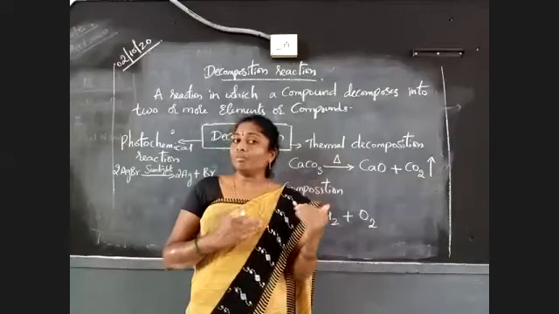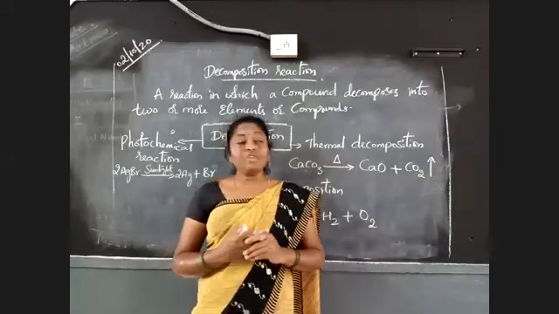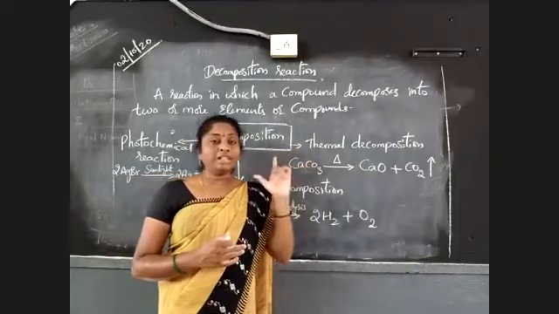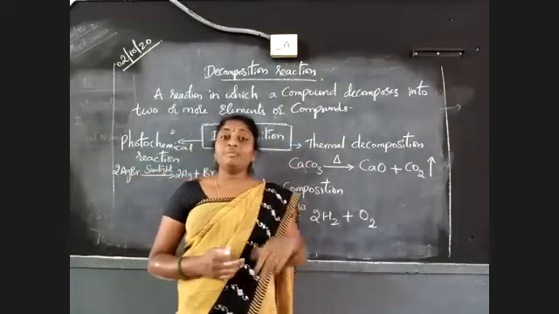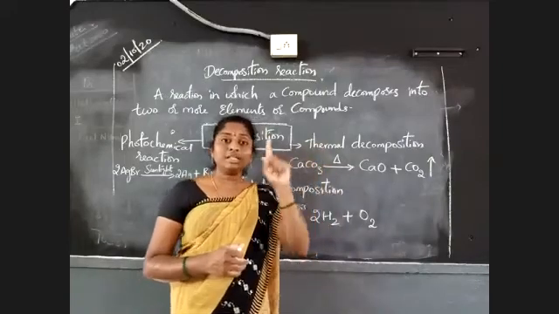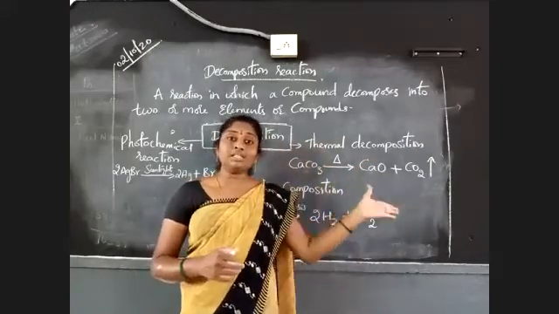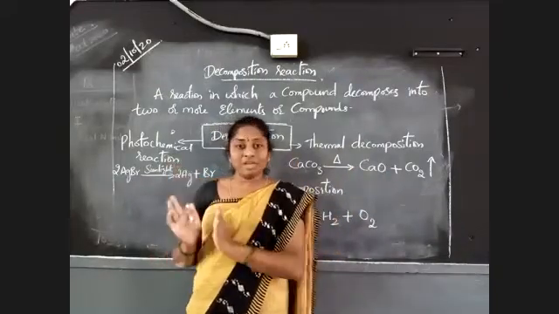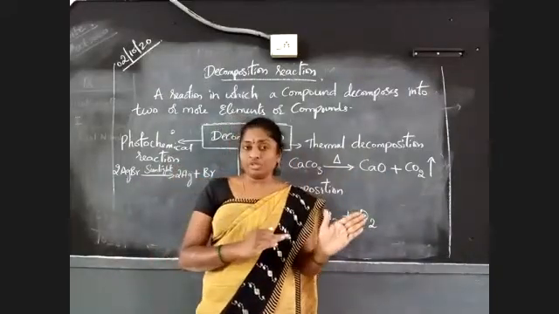In the combination reaction, what do we observe? The reactants are two or more and the product is only a single one. But in the decomposition reaction, the reactant is only a single one and the products are two or more. This is the difference between the combination reaction and the decomposition reaction.